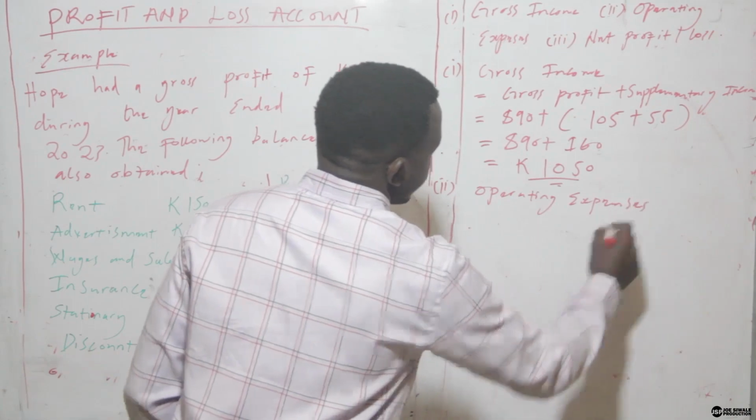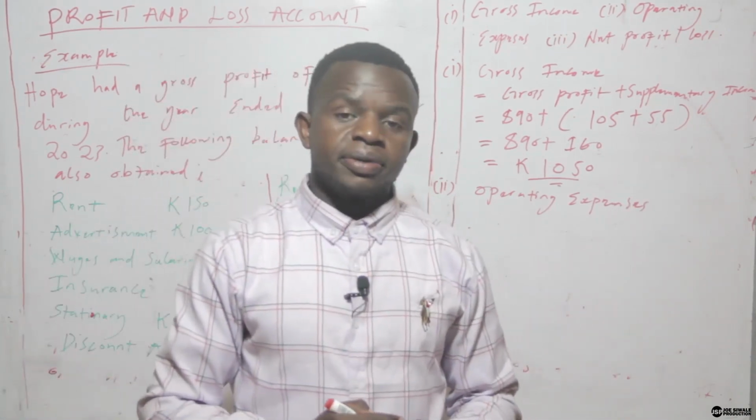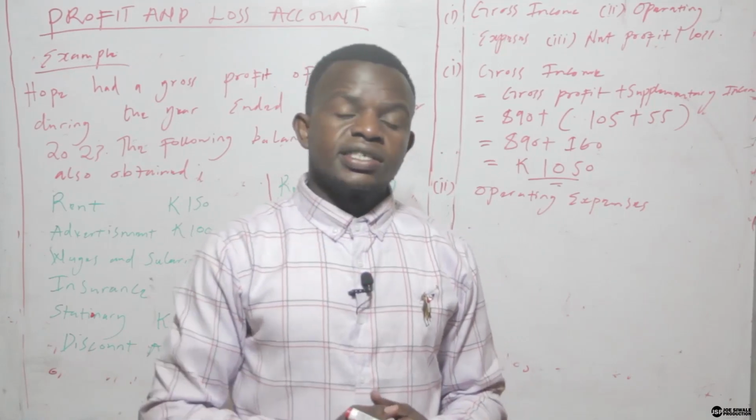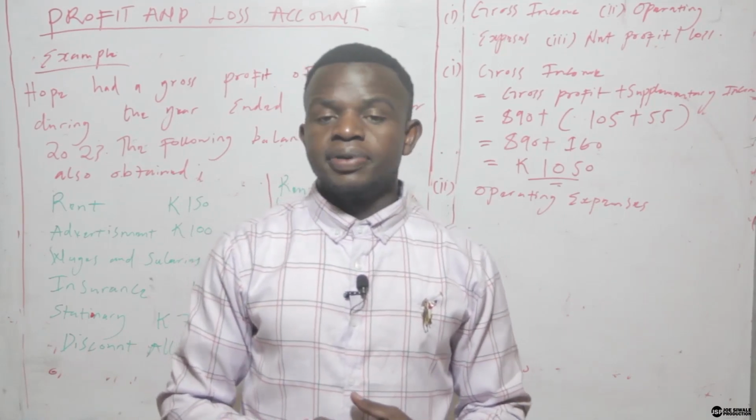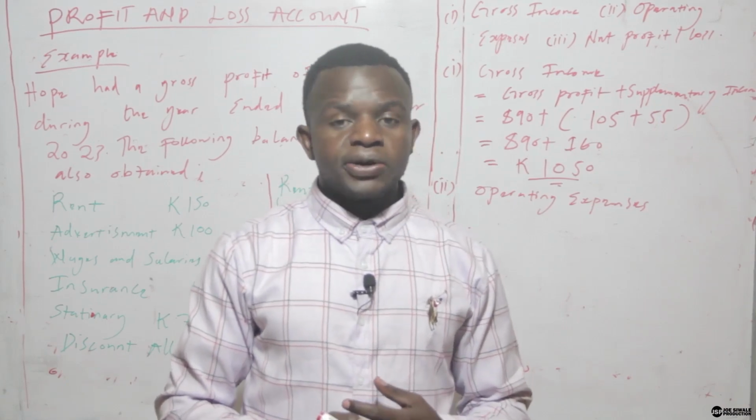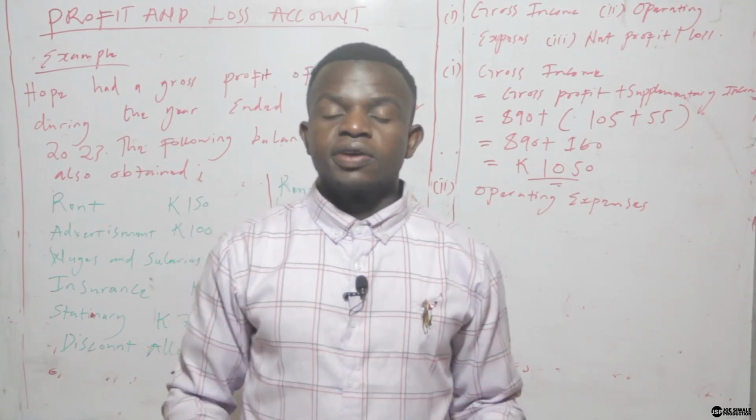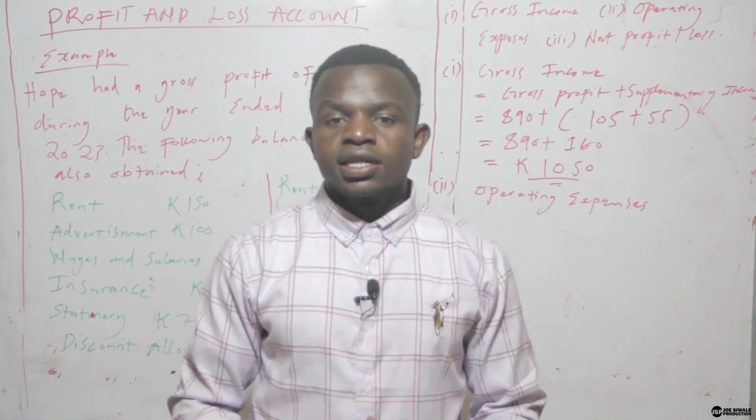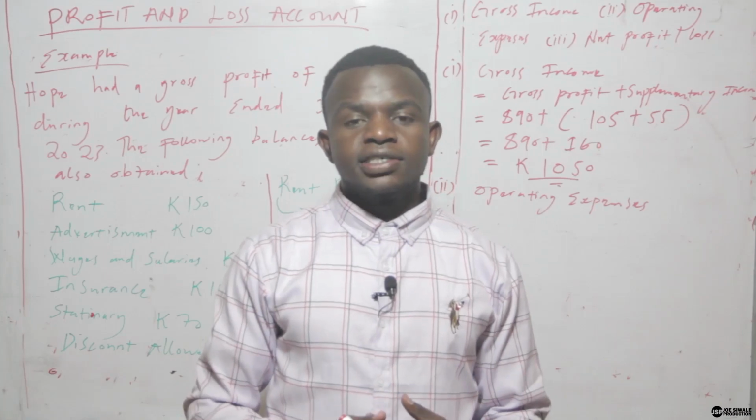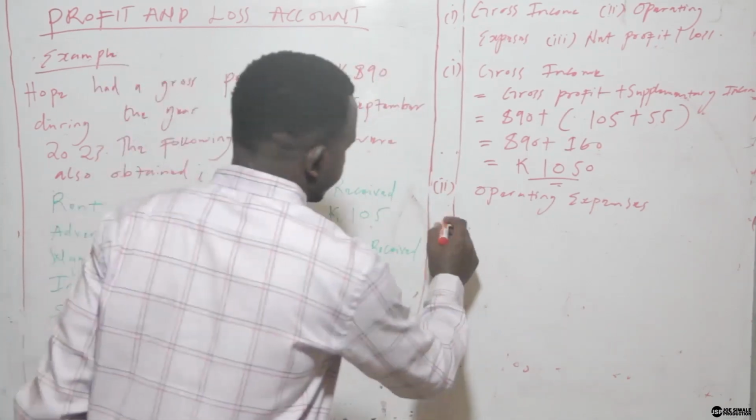And for operating expenses, we have said that these are costs that are incurred by businesses on services that help to run the business. And we have said examples of operating expenses. We have selling and distributive expenses. We have administrative expenses. Then we also have financial expenses. So let us find these expenses.